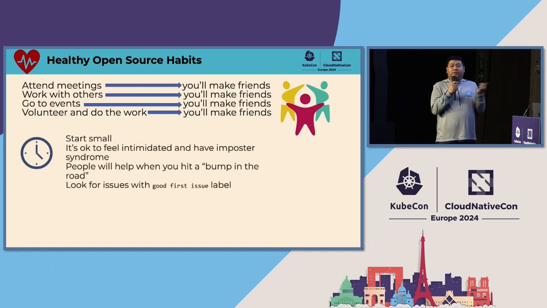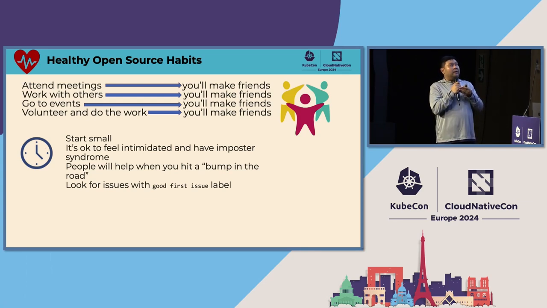Another tip is to start small. Don't jump into KKK or Kubernetes/Kubernetes, and you don't have to make a big code contribution. Start small. It's also okay to feel intimidated, because I did for a very long time. I also had imposter syndrome, because I made a few PRs and have this org membership, but I didn't really feel like I belonged, which is fine, and people learn along the way. People will reach out and help you when you run into any road bumps.